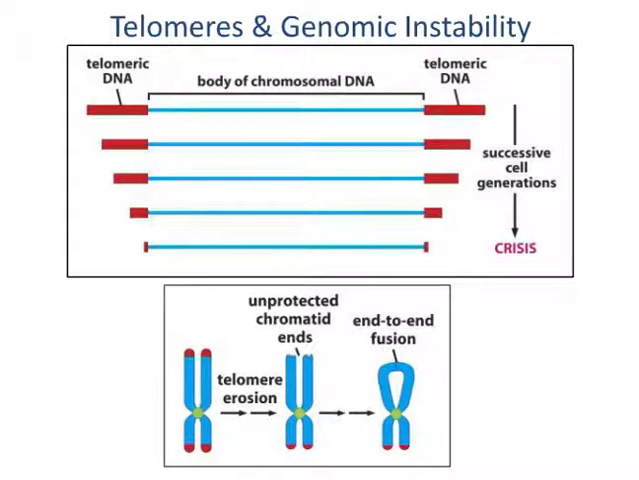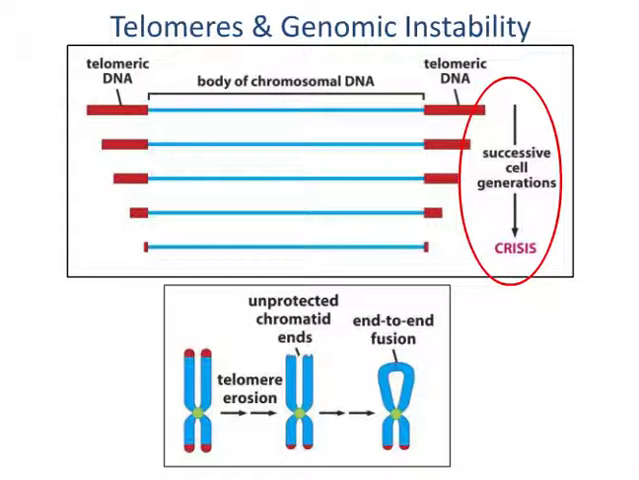Most somatic cells lack telomerase activity, so they have a limited replicative capacity. Every time they divide, their telomeric ends shorten. This means that once they reach a critical level, to avoid unwanted damage to the ends of chromosomes, cells will undergo senescence and stop dividing.